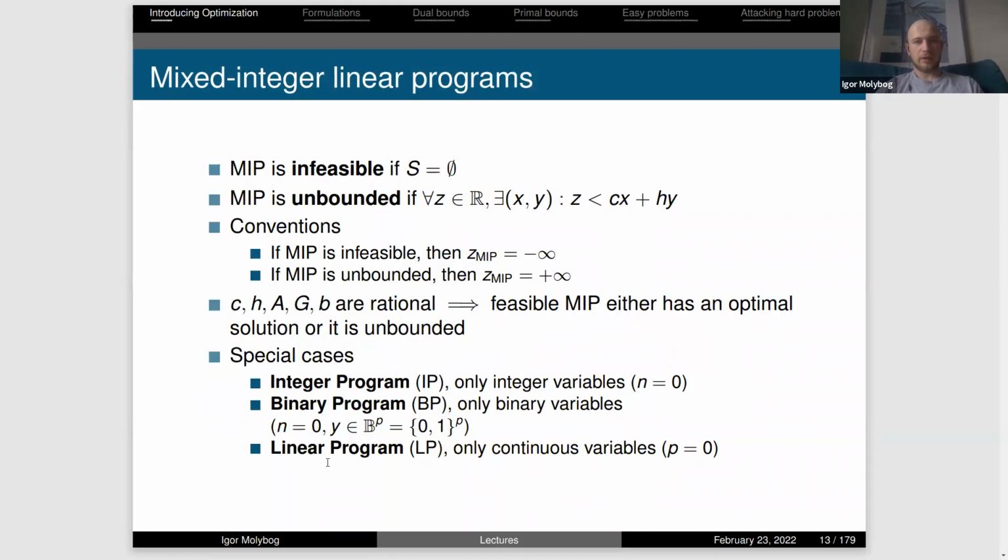Everyone remembers that? Okay. Sometimes the problems are infeasible or unbounded, and we have important special cases of the mixed integer programming problem, which are the integer program, when we don't have any continuous variables in the problem. We have the binary problem, which is an integer programming problem where all the variables can take only two values, 0 or 1. And the linear programming problem is also a special case of a mixed integer programming problem, but with no discrete variables, right?